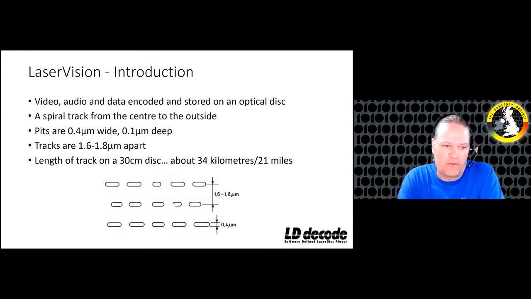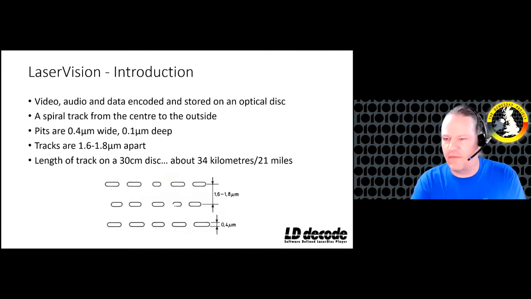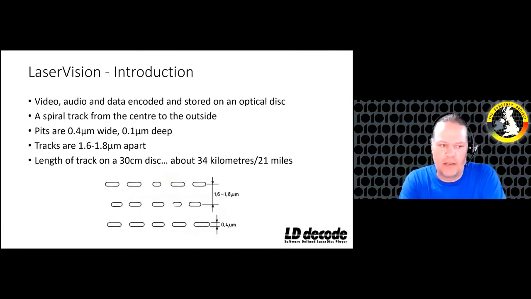It's a spiral track from the center of the disk to the outside of the disk, and the pits are 0.4, what do we call them, microns wide. To give you an idea of how wide that is, I think a human hair is about 75 microns. So we're talking about some pretty microscopic things on the surface. And the depth of those pits is 0.1 microns. And the tracks in this spiral are pretty close together, 1.6 to 1.8 microns apart. It varies across the disk.